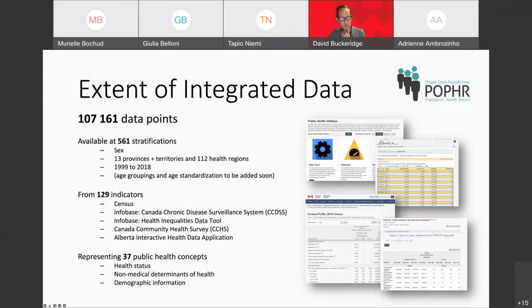And these came from multiple systems, some at the Canadian level, some at the provincial level, and really representing 37 public health concepts. So this was quite an endeavor, and something we call data raccooning, where we had to go and find these indicators in multiple different systems and sources. This was unfortunately quite a manual effort, but ideally something that could be automated.